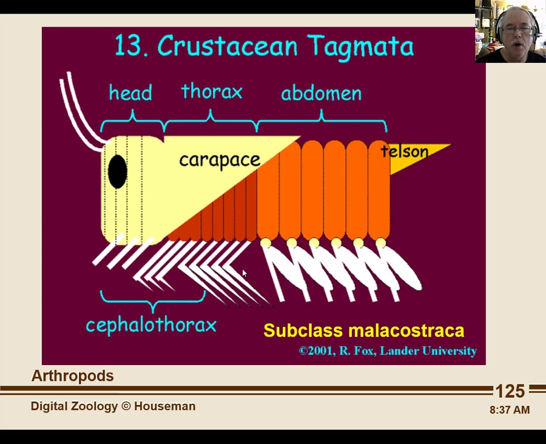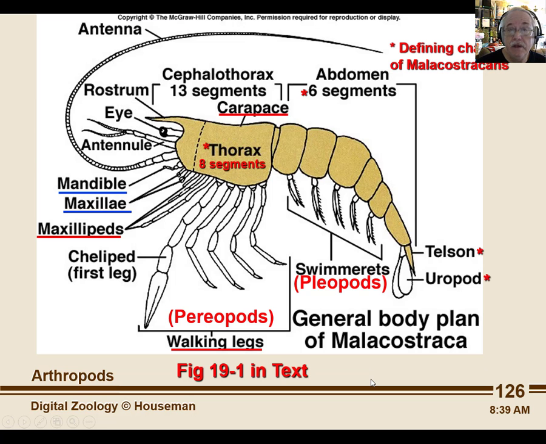Then we have a series of walking legs, oftentimes 1, 2, 3, 4, 5 pairs or 10 walking legs, such as in the decapods, the crabs. Finally, we have the abdomen with a bunch of segments, and we have abdominal appendages, or swimmerets, and then last, a telson or tail with uropods around it. That's a typical crustacean cartoon, and this, of course, is more realistic.